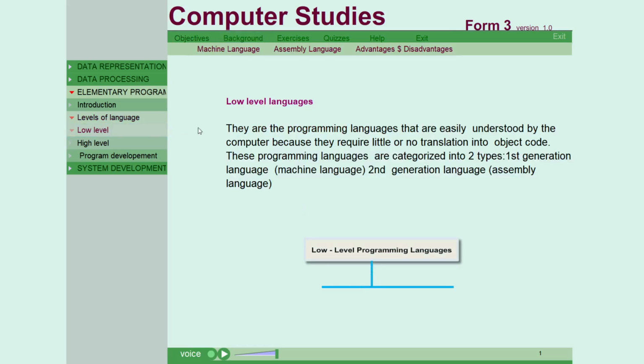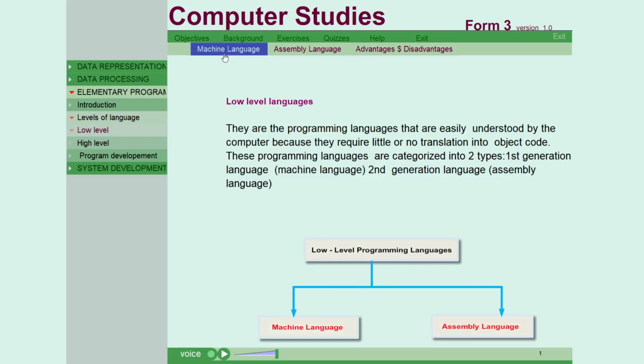Low-level languages. They are the programming languages that are easily understood by the computer because they require little or no translation into object code. These programming languages are categorized into two types: first-generation language, that is machine language, and second-generation language, that is assembly language.